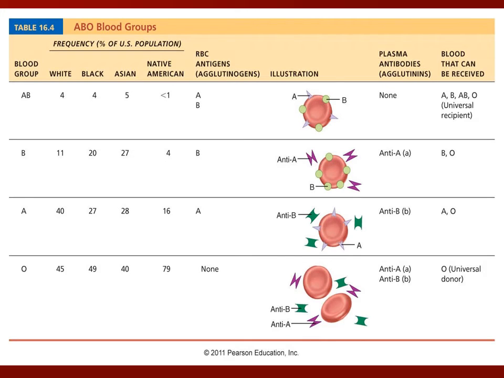A person who is type A has the A marker on the red blood cell and the anti-B antibody. They can receive type A and type O. A person who is type O does not have any marker on the red blood cell, but they do have both anti-A and anti-B antibodies. Therefore, they can only receive type O blood. Because when you receive blood, you are getting the red blood cells, and the red blood cells of someone who is type O do not have any antigen or marker on the surface, anyone can receive type O blood. So if you're type O, you are known as a universal donor.